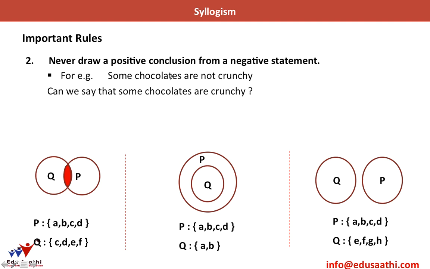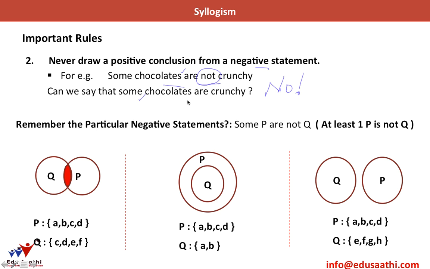Never draw a positive conclusion from a negative statement. For example, some chocolates are not crunchy. Can we say that some chocolates are crunchy? Again, the answer is no, because this is a negative statement because of the not here, and this is a positive conclusion that we are drawing. Now why is it so? We'll see diagrammatically again. If you remember the particular negative statements, this is a particular negative statement.